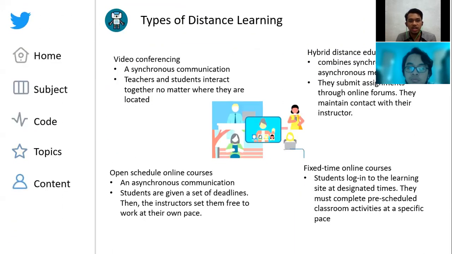There are four types of distance learning. The first one is video conference. The second one is hybrid distance education. The third one is open schedule online courses. And the last one is fixed time online courses. You can read about the difference between these types of distance learning.